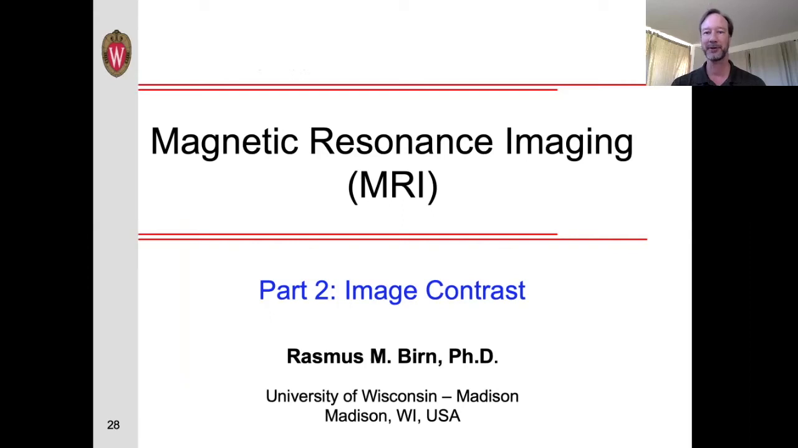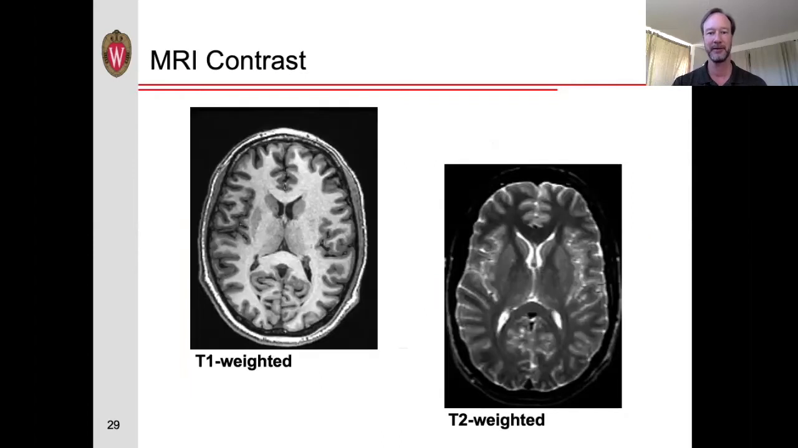Hello, this is part 2 of the Basics of Magnetic Resonance Imaging, image contrast. One of the benefits of MRI is the amazing contrast between different tissue types and the ability to adjust that contrast by changing the way the data is acquired.